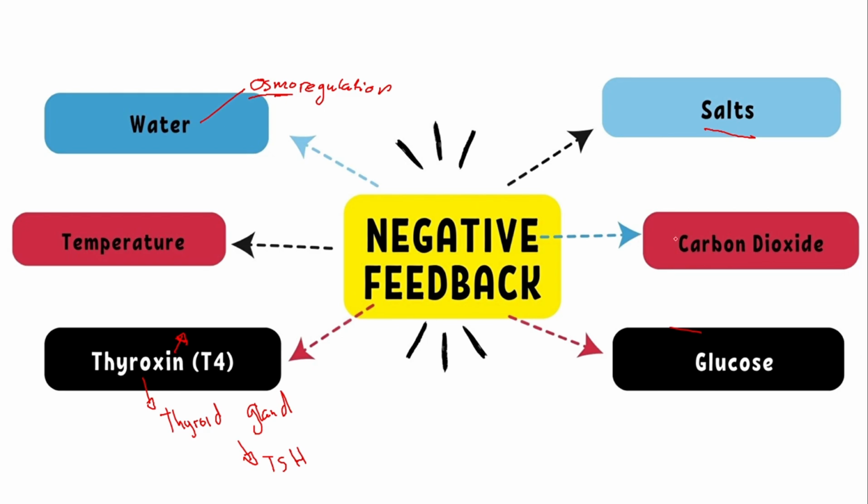And then we're also going to look at carbon dioxide. Remember, from grade 10, we've learned that if we have carbon dioxide in our blood, it can become acidic, right? So it can lower the pH in our blood, and that's an imbalance that we don't necessarily want. So we're going to look at how our body is able to balance carbon dioxide.